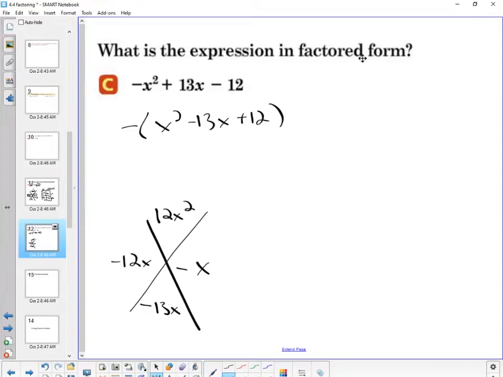Wait, so you changed all the signs from the first. Yeah, because I factored out the negative. But then why is it 13 plus? Because we factored out a negative. We technically took out a negative 1. If I were to redistribute that, what's negative times x squared? Negative x squared. What's negative 1 times negative 13? Positive. Yeah, we just rewrote it by taking out a negative because we don't want to deal with that.